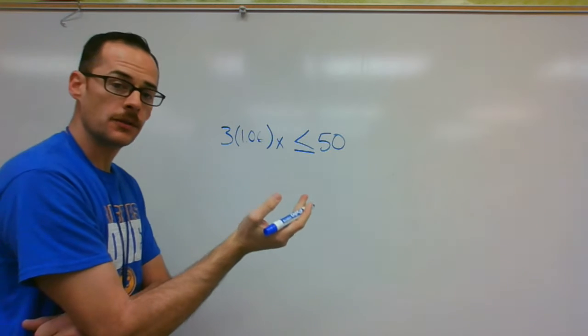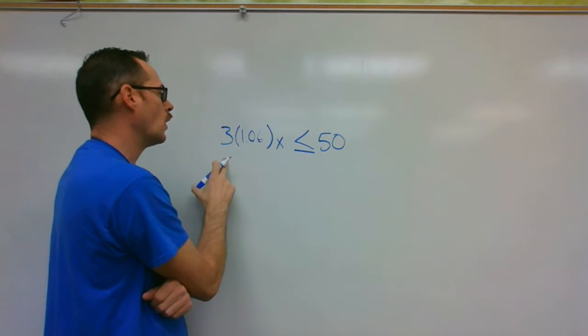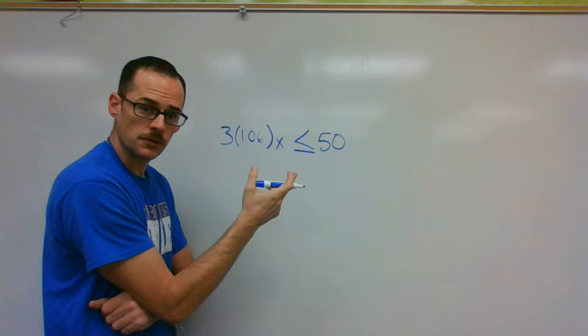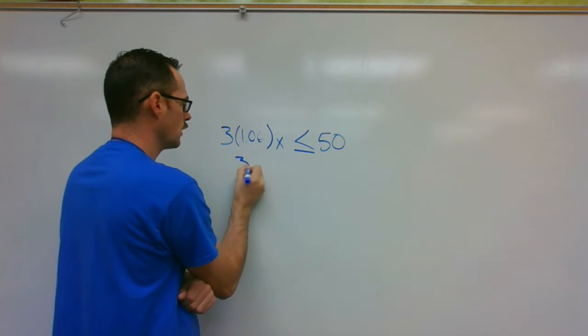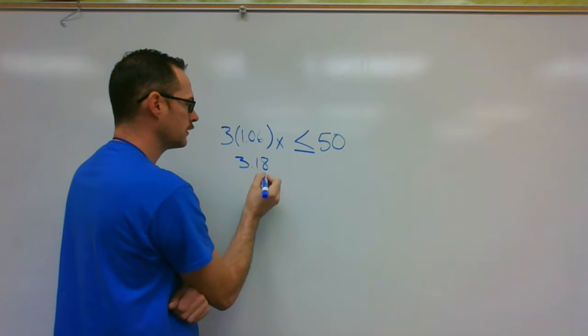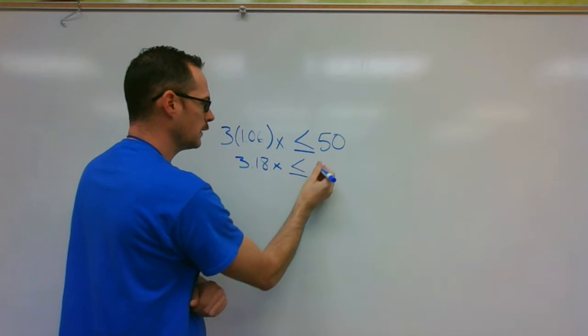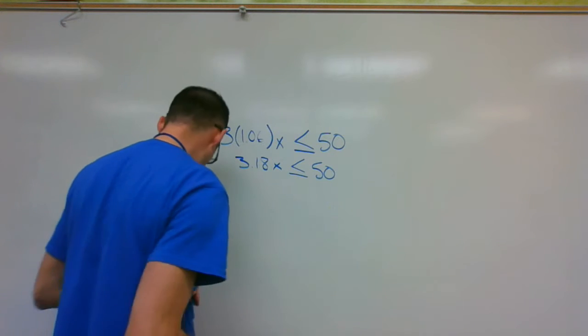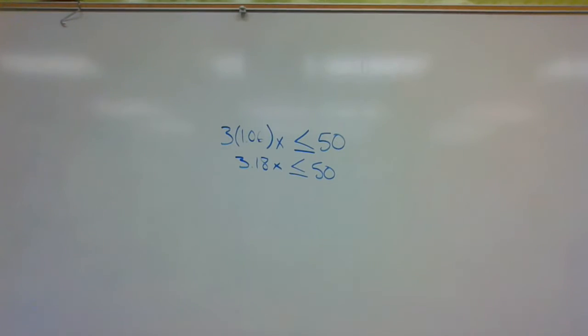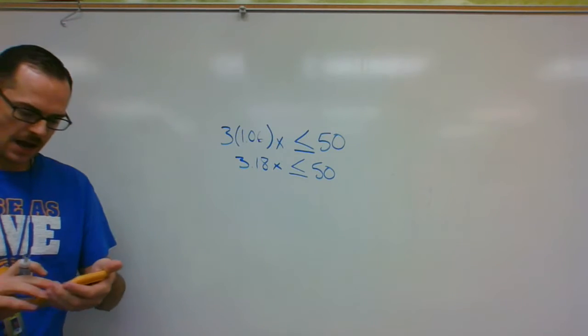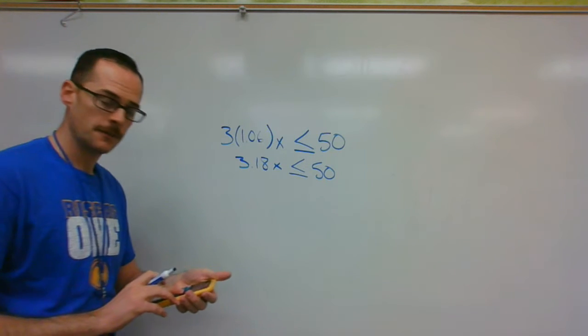So from here, we now solve. 3 times 1.06 is going to be 3.18x. It's less than or equal to 50. Now, I'm going to run and grab a calculator. I do not want to solve this without a calculator because it's not an easy number to round to, so I don't want to do it. Okay?